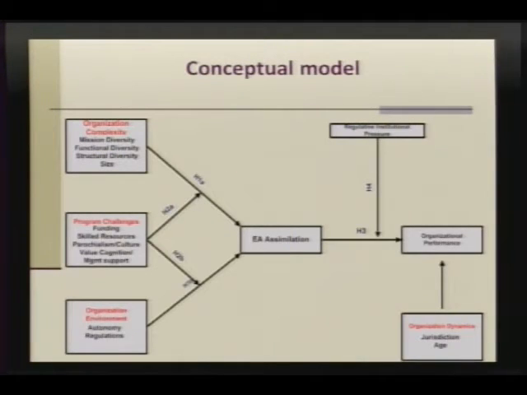So this was our conceptual model. As you can see, this was one of the focal points. We wanted to see this relationship and how this affects that, and to see these factors. So this and that were the organizational factors directly influencing that. And then we wanted the program challenges to act as some kind of influencers within that relationship.